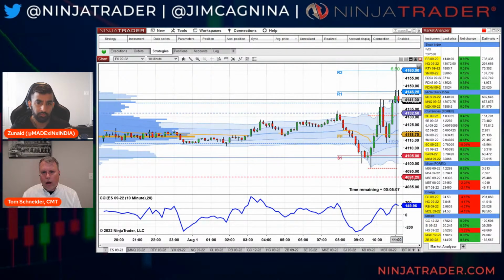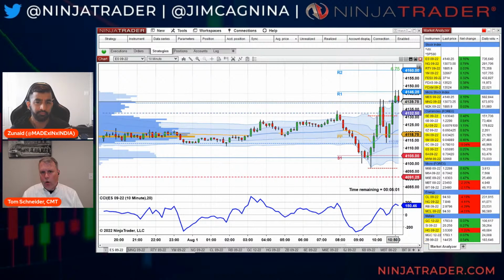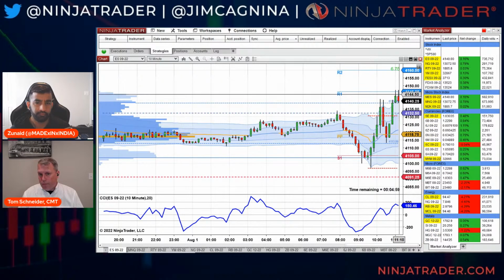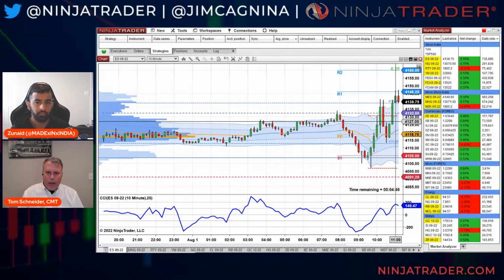Looking at R1, it looks like R1 is held here. So I might place a short right there, only because we've tested it a couple of times and it hasn't gotten much past there. So we've established kind of a ceiling. And then if it trades back up there, I might put in an order to short.